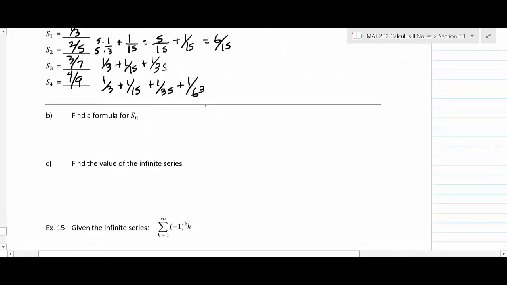So let's do that. We have 1/3, 2/5, 3/7, and 4/9. That is a sequence of the partial sums of the series. Let's see what kind of pattern we've got. What do you notice in the denominator? Those are odd numbers, right? Odd numbers starting with 3.